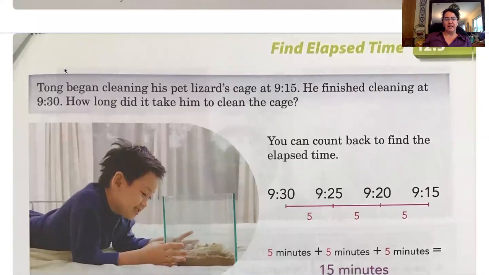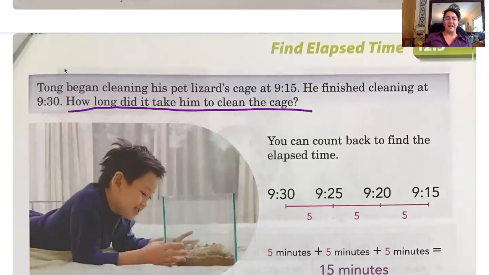Tong began cleaning his pet lizard's cage at 9:15. He finished cleaning it at 9:30. How long did it take him to clean the cage? Well, boys and girls, it's a word problem. We have to find what we need to solve the problem. Remember our problem-solving path? First thing we do is identify the problem. So what's the question? The question is, how long did it take him to clean the cage?